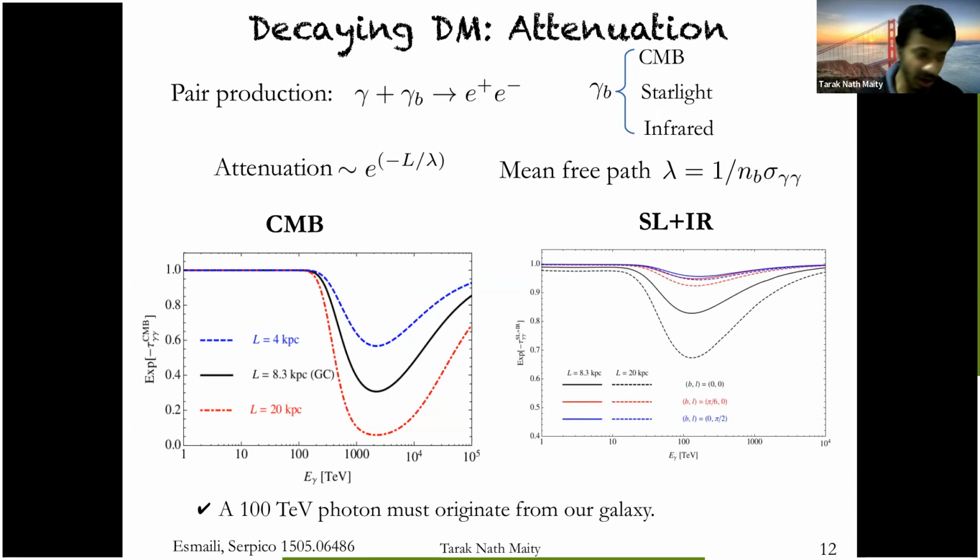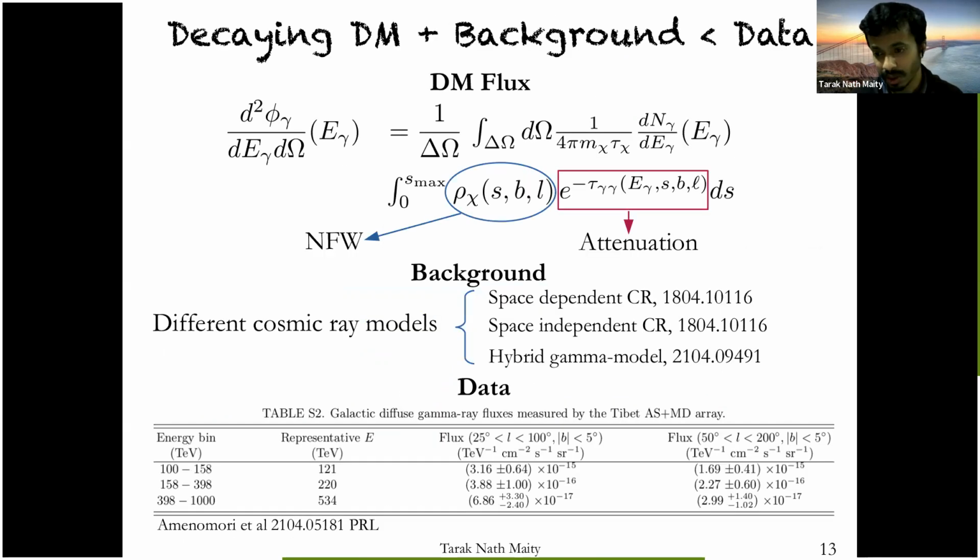Once you have all these things, you can calculate the gamma ray flux that is coming from the dark matter itself. That can be calculated using this equation, where this is the differential gamma ray flux. Delta omega is the region of view of your experiment, m_chi is the dark matter mass, and tau_chi is the dark matter lifetime. This is the spectra that I have just discussed, and then you have the line of sight integration.